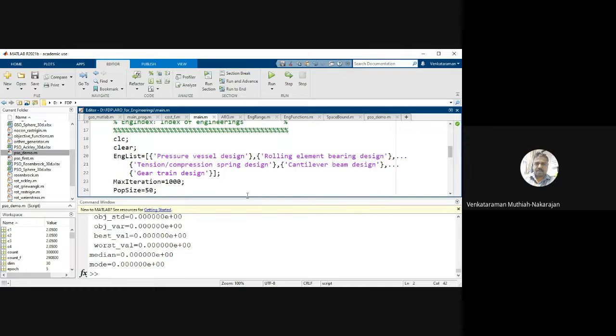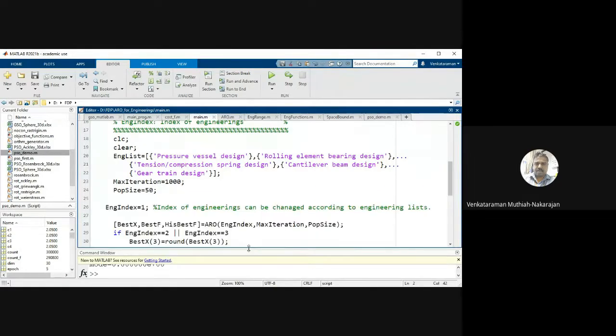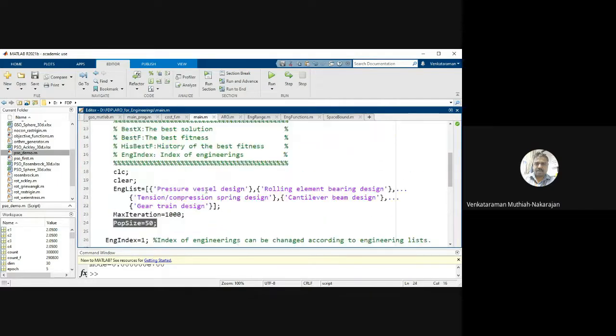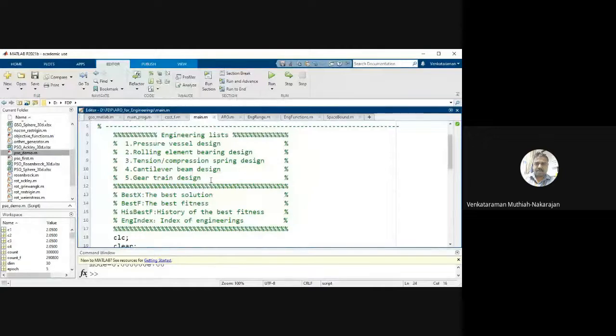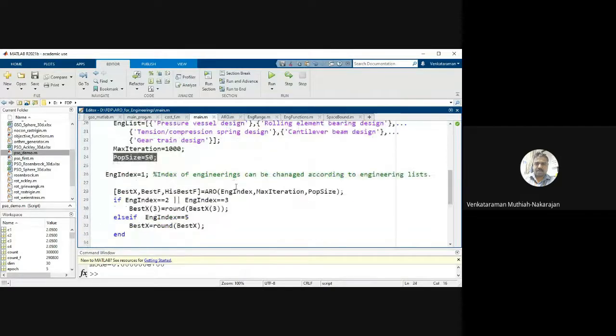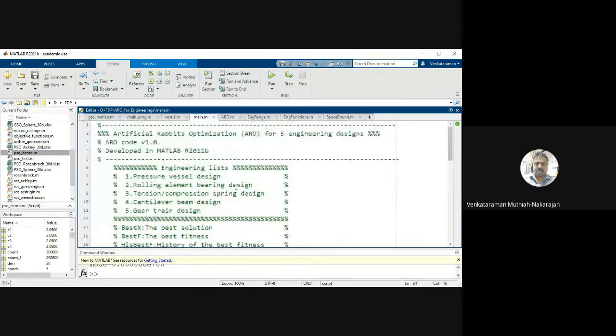In order to do that, you need to observe certain things, that it is having a maximum iteration of 1000 and the population size is 50. So we would like to choose the same population size and the same iteration so that the comparison between two algorithms is fair. As I said, you should know the dimension, you should know the function, and you should also know the lower and upper limits to apply this algorithm effectively.